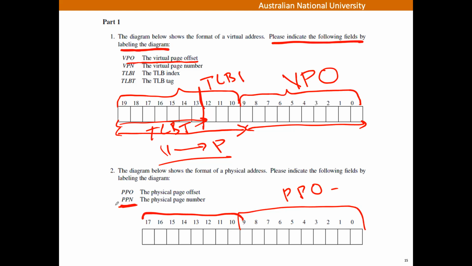So I'm dividing my address space into page-sized chunks, and each of these chunks has a number. The number is here, the PPN. Once I get a page number, once I know which chunk I'm looking for, I can use these bits to index inside the chunk to get one of the 1024 bytes.